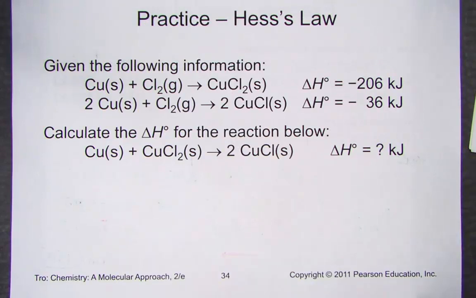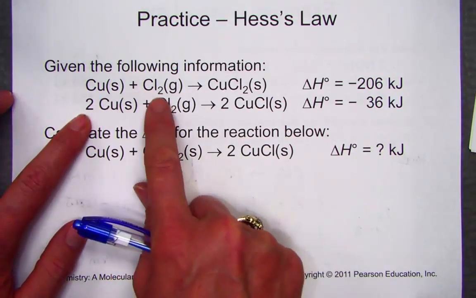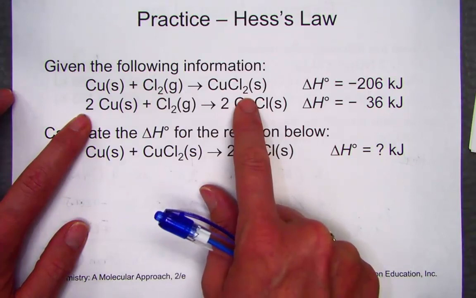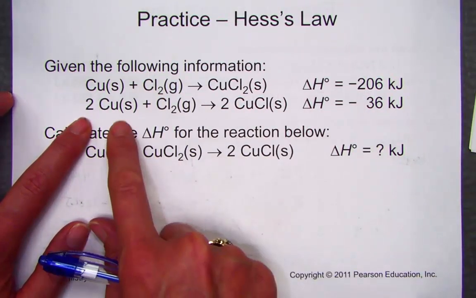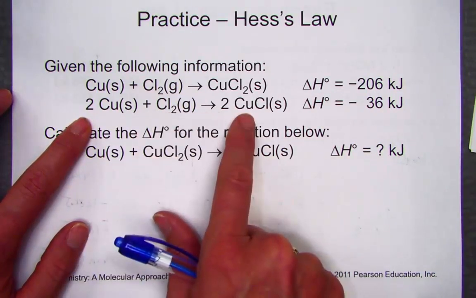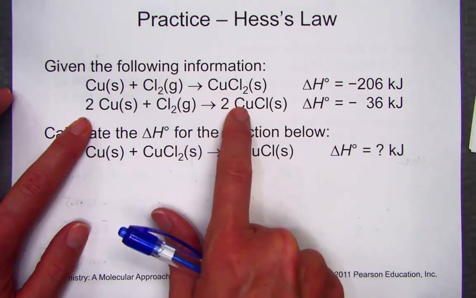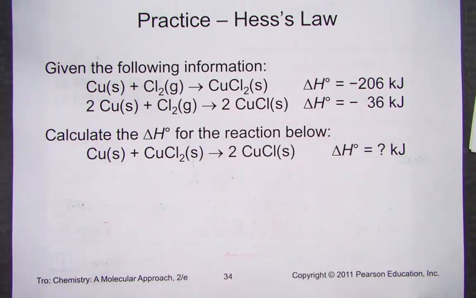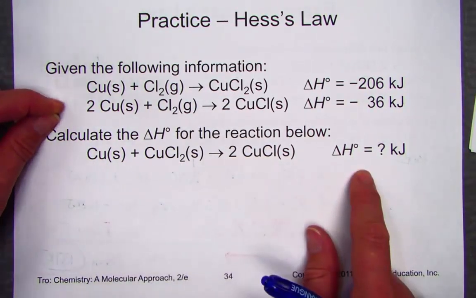Here's our next practice in Hess's law. Let's see if we've reached a common answer. As I read the first elementary reaction, copper is combining with chlorine to produce copper 2 chloride, an exothermic reaction. Second equation, 2 coppers with a chlorine produce 2 units of copper 1 chloride. Different names based on the charge of the copper. Again, an exothermic process.